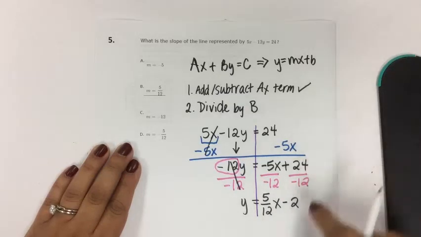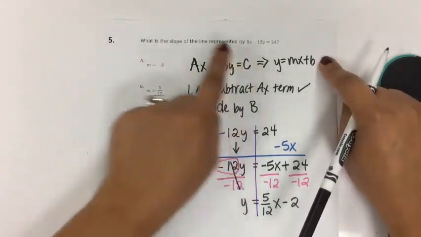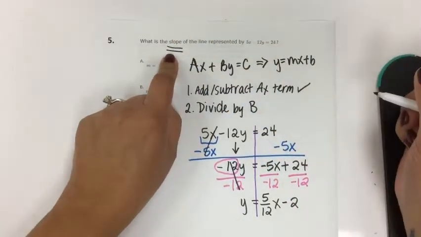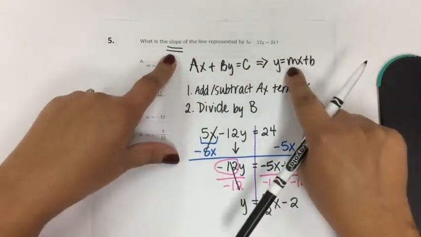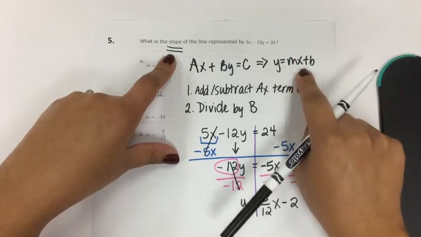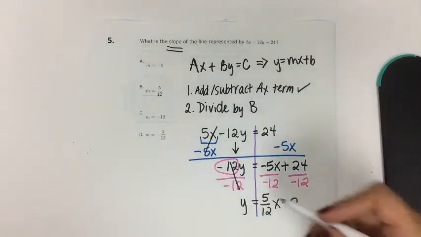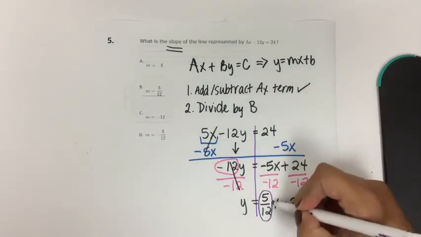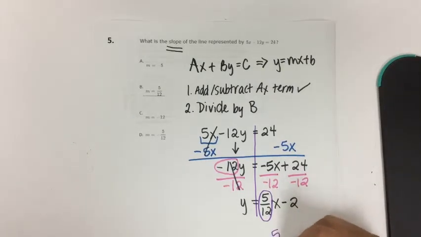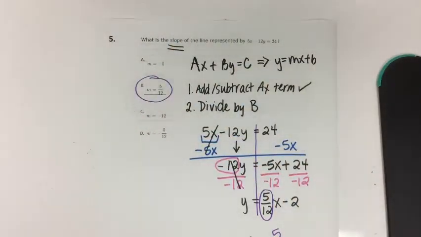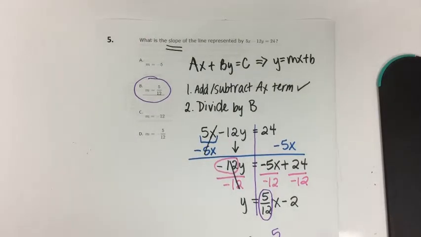Okay, so now that I have it in slope-intercept form, I'm going to go back to the question and see what it was asking. What is the slope of the line represented by this? Well, slope is your m. y equals mx plus b. So the number directly in front of the x must be my slope. And the number directly in front of my x is right here. So m equals 5 over 12. And that answer would be right here. Okay, moving on.